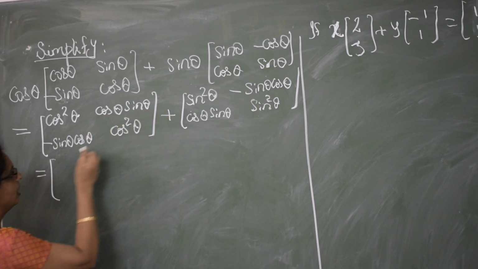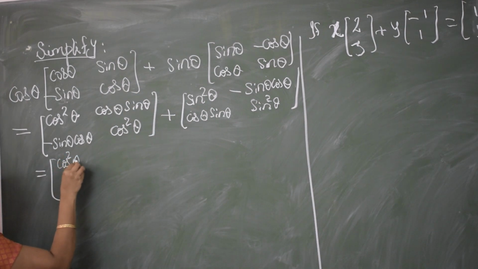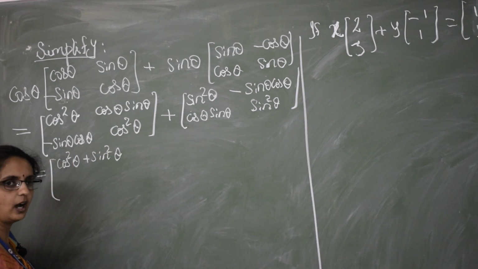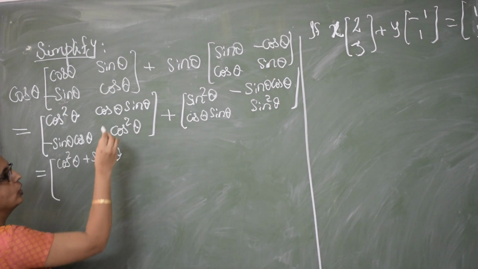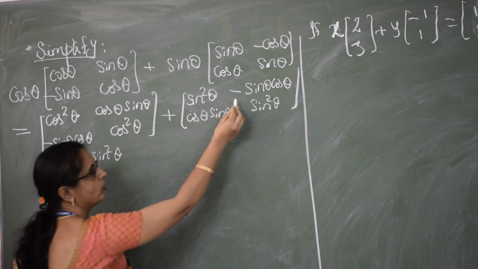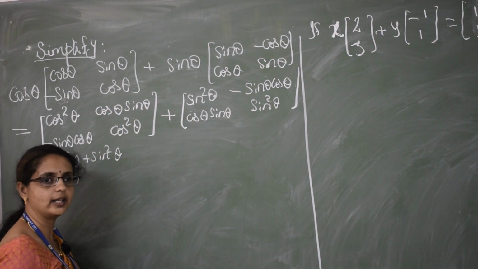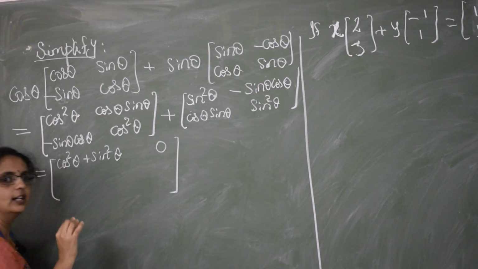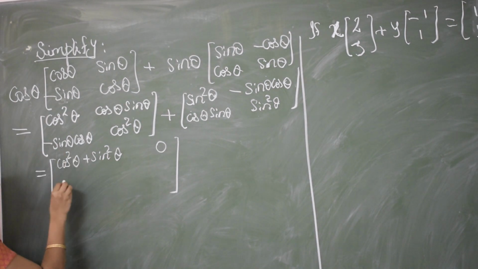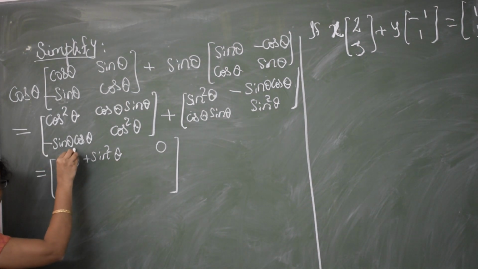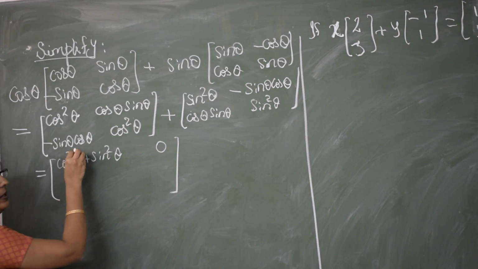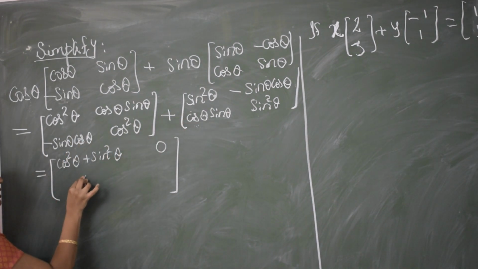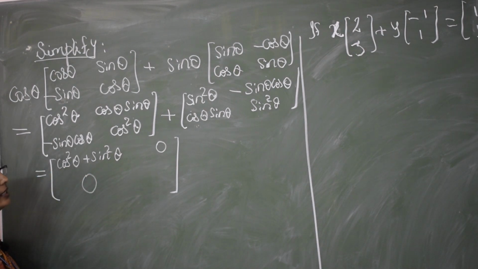Cos square theta plus sin square theta, right? What's the first entry? Cos square theta plus sin square theta. What happens to the second element? Cos theta sin theta cancels out with its negative term, minus sin theta into cos theta. So obviously here we'll get 0, isn't it? Then moving to the second row, minus sin theta cos theta obviously gets eliminated with plus cos theta into sin theta. So the entry made here is 0.